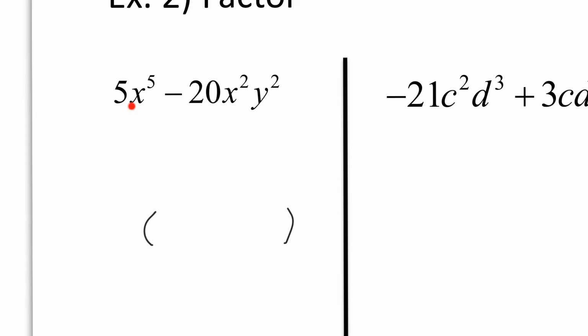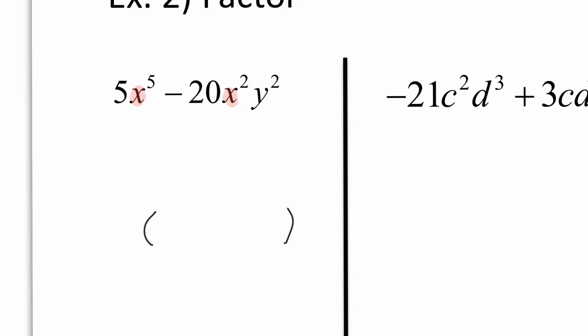So first, let's look at the variables. I noticed that the two terms, this one has an x to the fifth and this one has an x squared. So they do have an x in common. This one doesn't have a y, this one has a y squared. So since one doesn't have a y, they do not have a y in common, but they do have an x in common. So I'm just going to highlight the x's so you know that that's what they have in common.